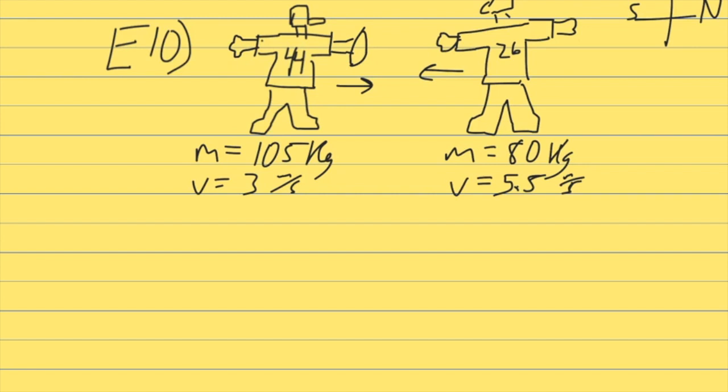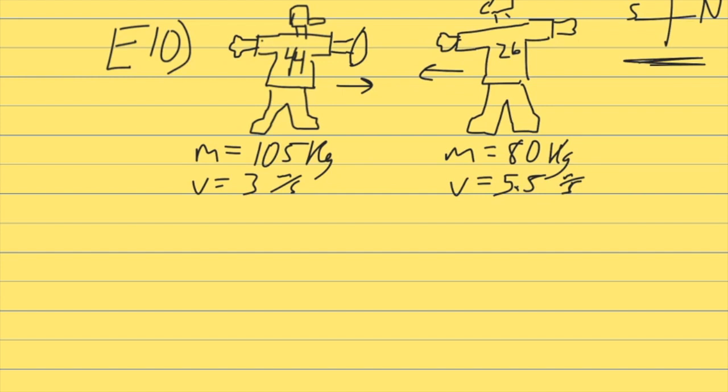My artistic skills leave a little bit to be desired in this, but exercise 10, we have 2 football players. We have the fullback, number 44. He has a mass of 105 kilograms and a velocity of 3 meters per second heading towards the north. You can see my little compass on the upper right here. Then a defensive back is coming in to make a tackle. Number 26 is coming in at 80 kilograms, so less mass, but bigger velocity, running at 5.5 meters per second south. They collide, and when you make a tackle, you hold on so they stick together.